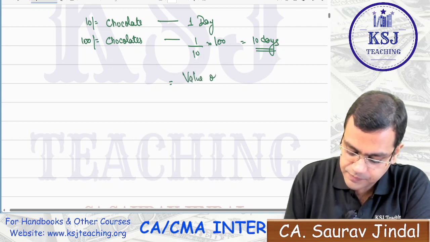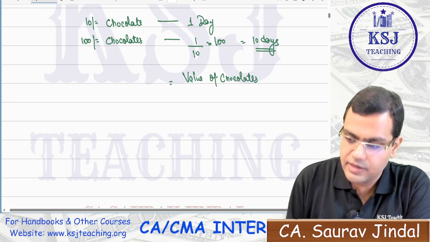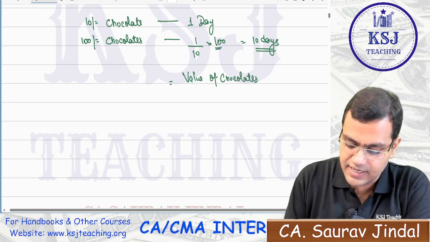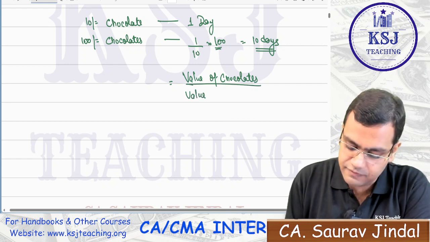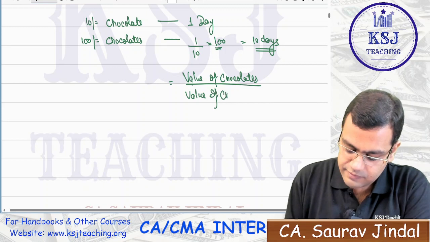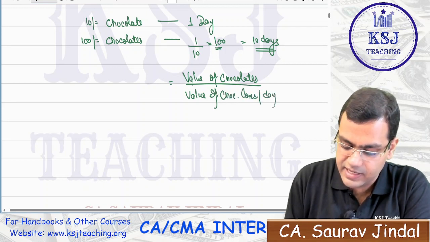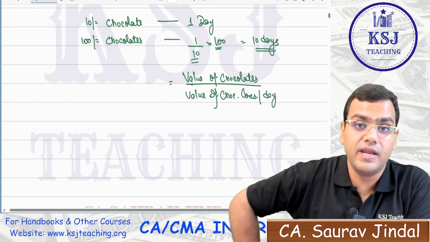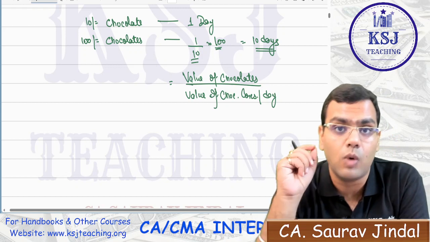Value of chocolates, right? What is the total value of chocolates? That is 100 divided by the value of chocolates consumed per day. Now this 10 represents what? It represents the value of the chocolate that you are going to consume in one day.